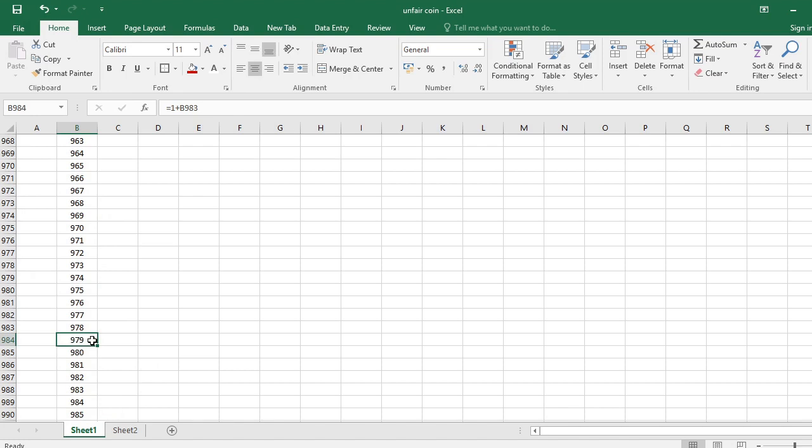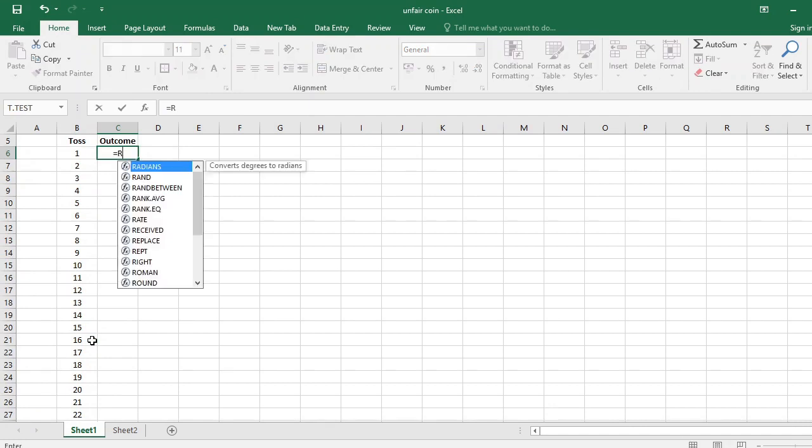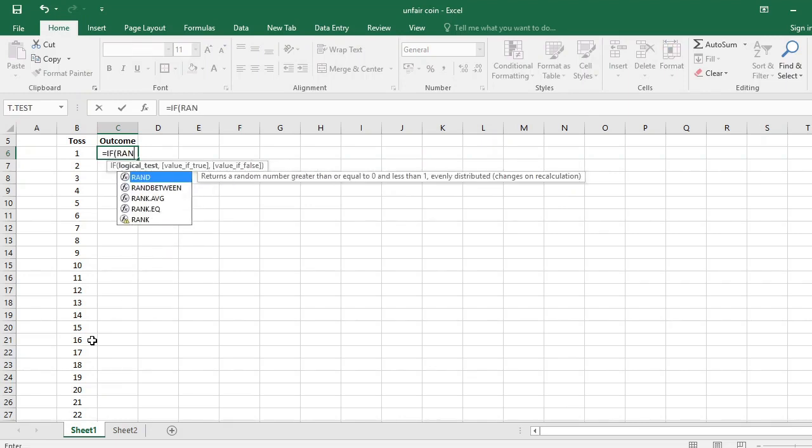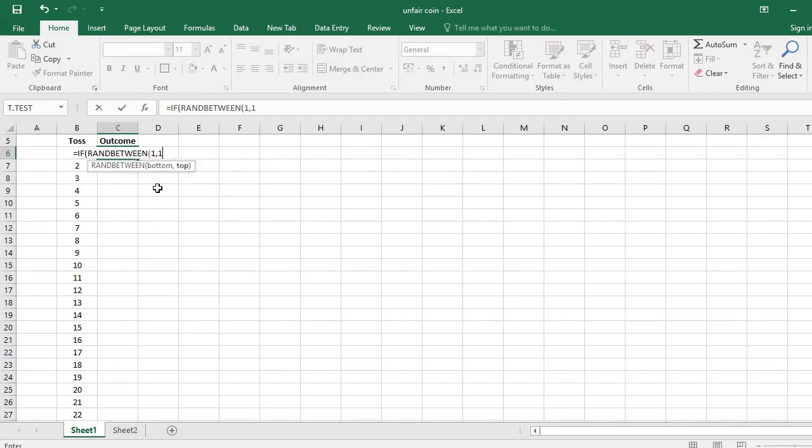And so now we are going to fill up the outcome column. So here we type in equals, I'm sorry, the formula should be: if rand between 1 comma 10 is less than 8, then you consider that you have got heads, else consider that you have got tails. All right.